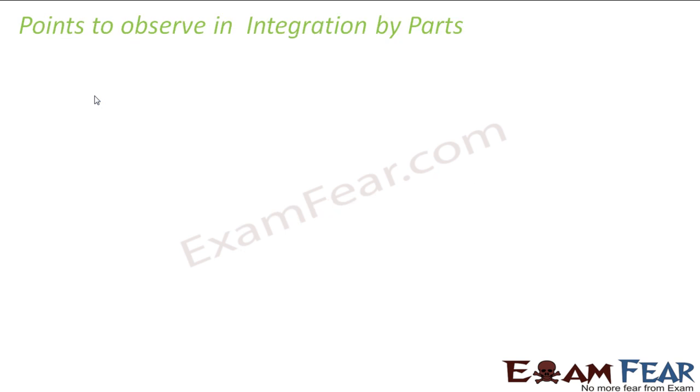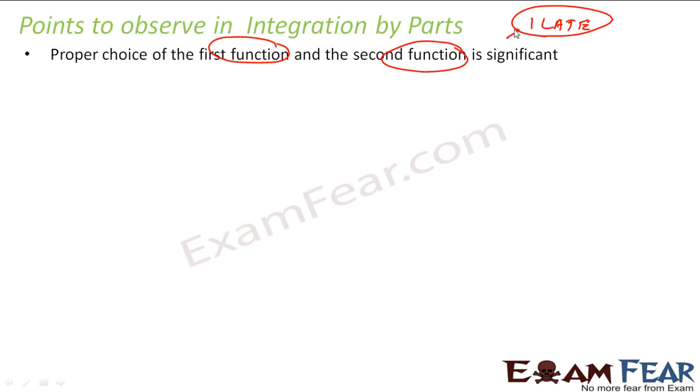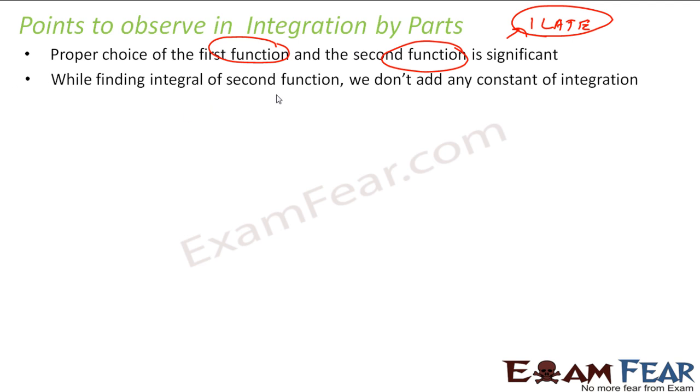So before we start solving questions, let's observe some points in this integration by parts. First thing is, the proper choice of first function and second function is very critical, and I am late is a critical mnemonic for this, for the first function. And while finding the integral of the second function, we don't add any constant, as you have seen. Normally when you say integration of, let's suppose, sin x dx, it is cos x plus c. But in this case we don't add any constant when integrating the g(x) dx part, because it doesn't make sense. Better is at the last we add a constant.